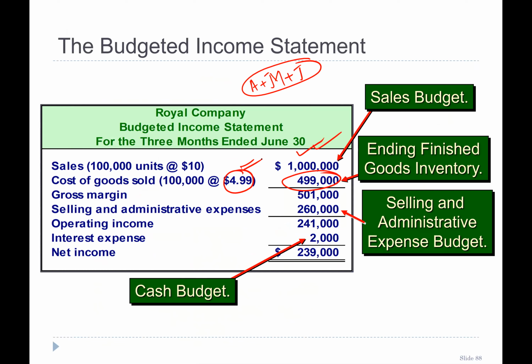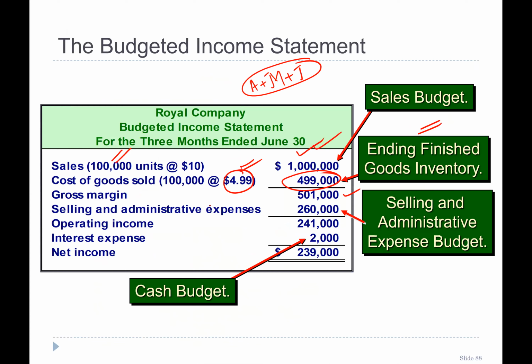Cost of goods sold amount, and we find out through the ending inventory budget that one inventory unit is equal to 4.99. So the cost of selling 100,000 units would be 100,000 multiplied by 4.99. This is 499,000. The gross margin is like here.